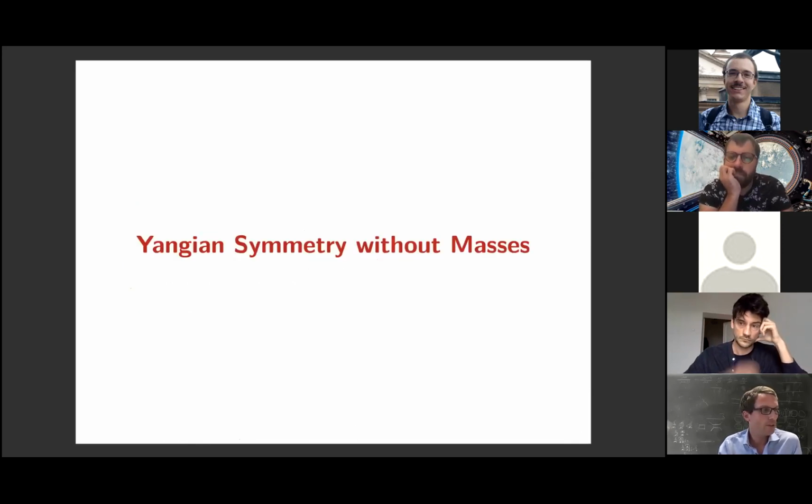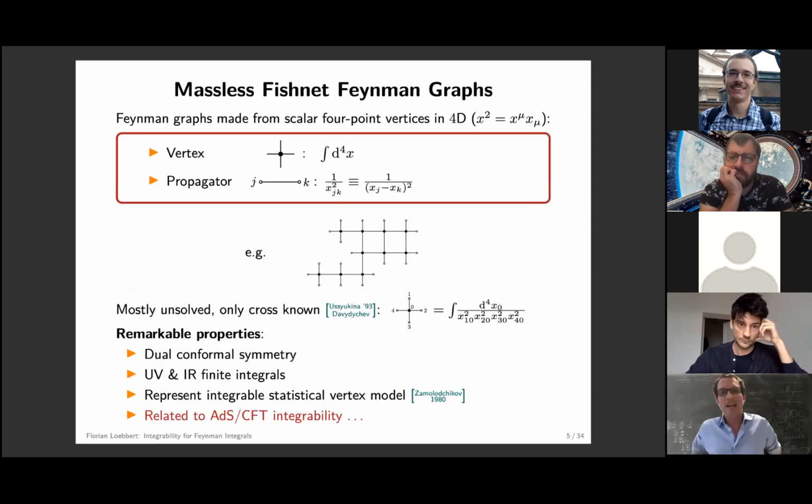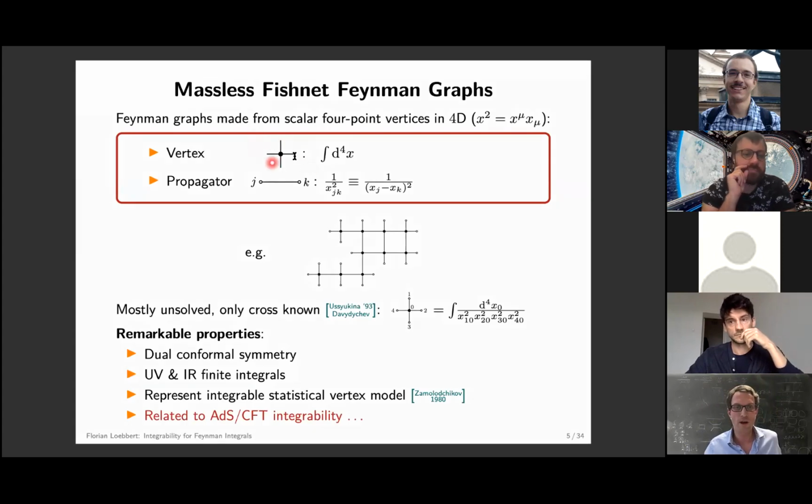So let's start with the massless situation. And here the starting point are these massless Fishnet integrals, which are built in a simple way. So you just have one integration vertex, which you can connect to other vertices using these standard propagators with this difference propagator structure.